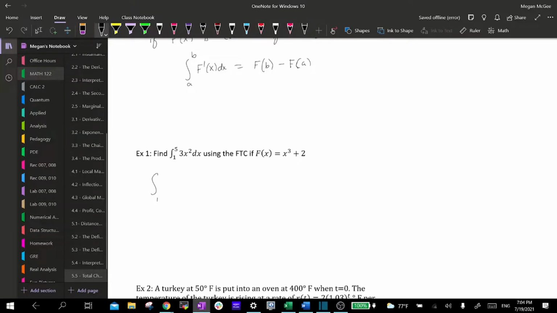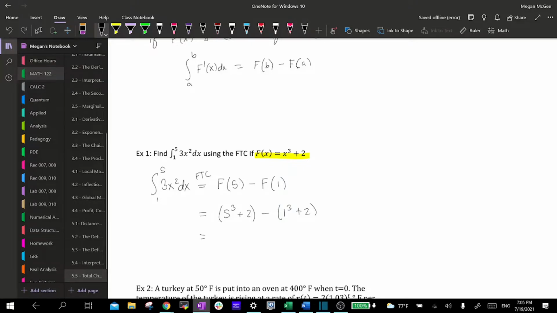We need the integral from 1 up to 5 of 3x squared dx. By the fundamental theorem, we're told that this must be the original function evaluated at the upper bound minus the original function evaluated at the lower bound. And we were given our original function. So we can go ahead and plug this in. f of 5 is going to be 5 cubed plus 2 minus f of 1, which will be 1 cubed plus 2.